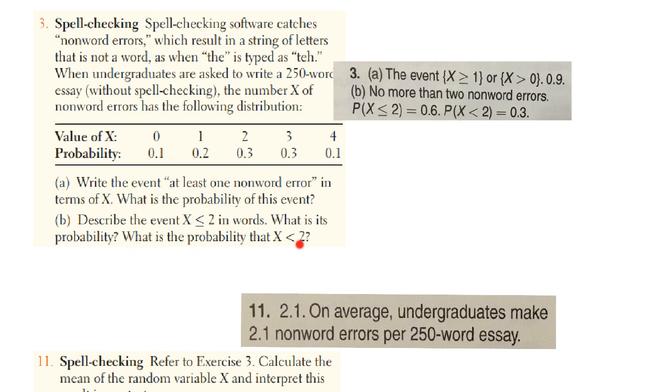What's the probability that x is less than 2? Well, then I don't include that. So it'd just be 0.1 and 0.2. So that's why it's that.